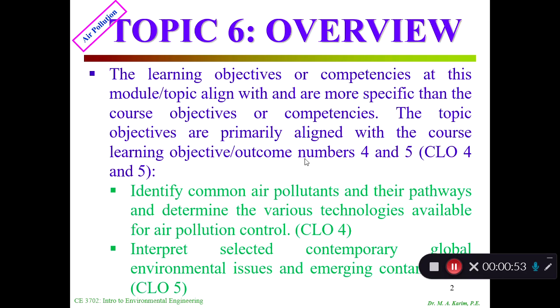So in our view, the learning objectives or competences of this modular topic align with one or more of the specific course objectives. The topic objectives are primarily aligned with the course learning objectives or outcomes number 4 and 5. That means CLO 4 and 5. So these are basically to identify common air pollutants and their pathways and determine the various technologies that are available for air pollution control. And CLO number 5 is to interpret selected contemporary global environmental issues and emerging contaminants.